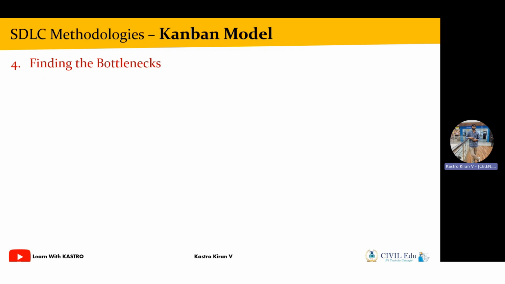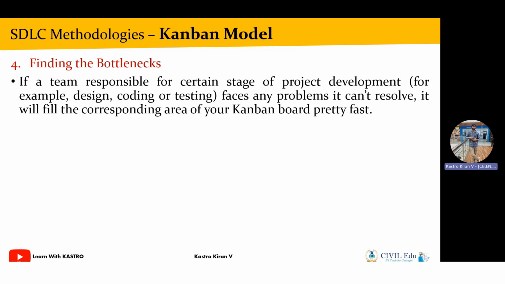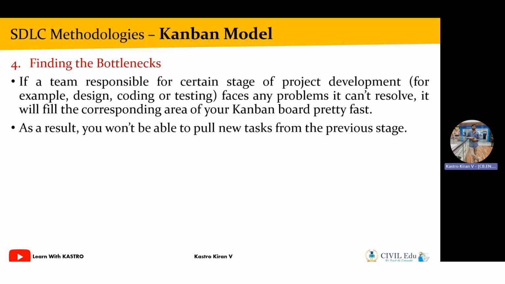Let's say you are working on a project and your team is facing some problem in completing the task given to you. What you are going to do is keep that task as a bottleneck because that task is facing some problem. As a result of a bottleneck, you will not be able to pull any new task from the previous stage, that is, from the to-do stage. So first we have to identify the problem, and once we identify it, we will try to resolve it.